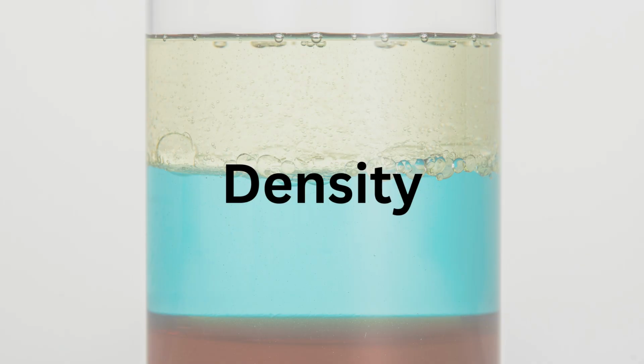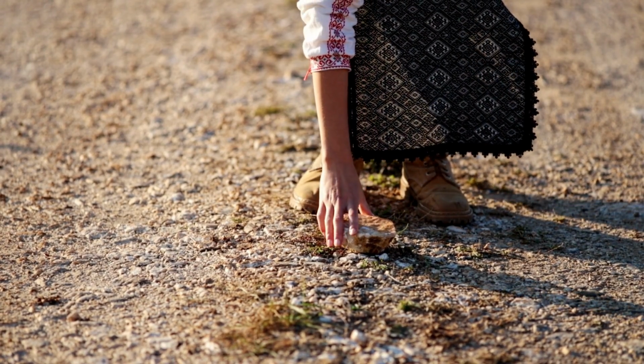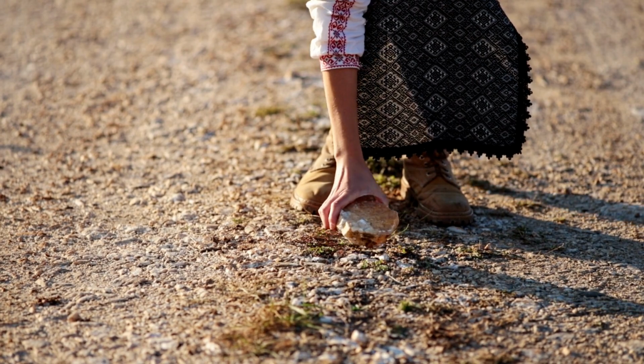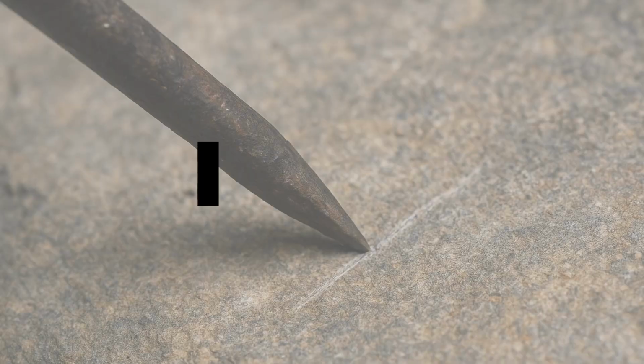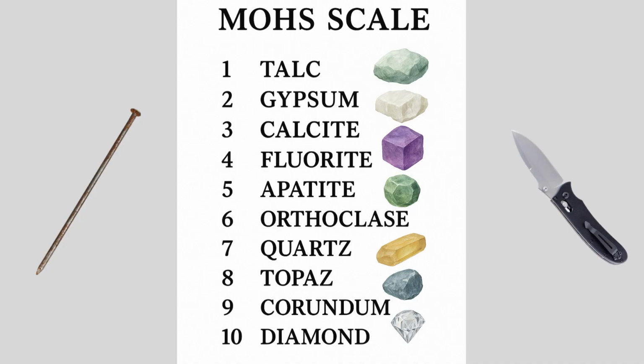Density, which is how heavy something is based on its size, is not the same thing as weight. To illustrate this, if you pick up a small rock and it is heavier than expected, the rock would have high density. Hardness is how easy it is to scratch a rock. This comes from the Mohs scale, which calculates the hardness of minerals by going from 1 to 10, where a human fingernail is 2.5 and a diamond is 10.